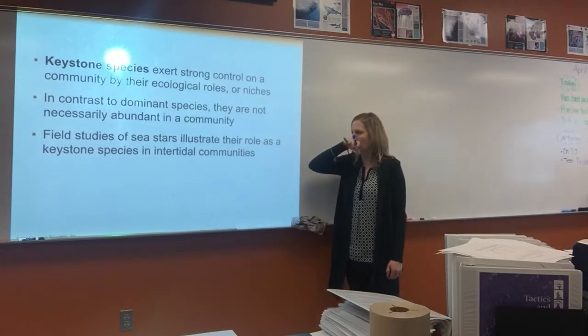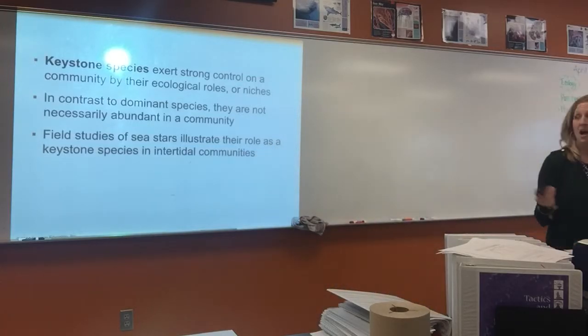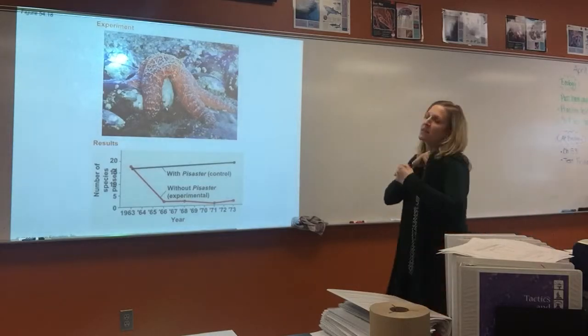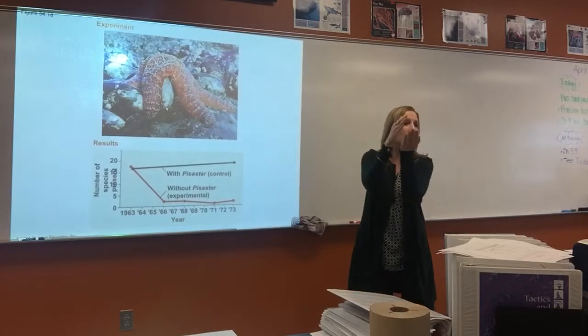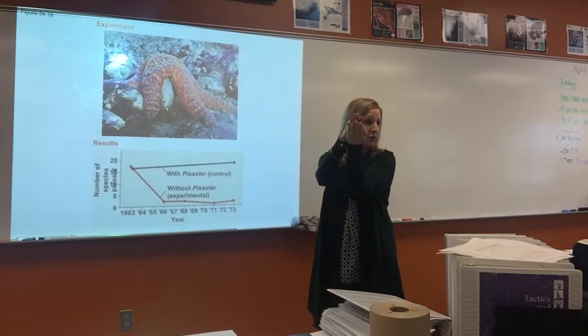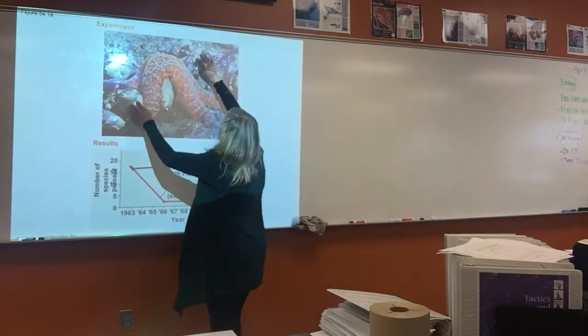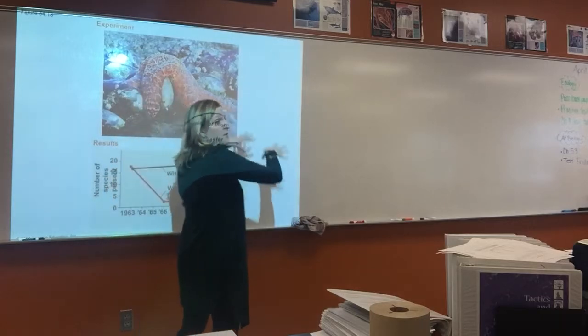And so sea stars are an example of this, so starfish. Here's a picture of a starfish. Let me talk about the starfish here. The starfish in this community, its main diet is mussels. Mussels are a bivalve, so they open and close and they have the fleshy organism inside. So that's what all these are, a bunch of mussels. And this is the starfish preying on the mussels.